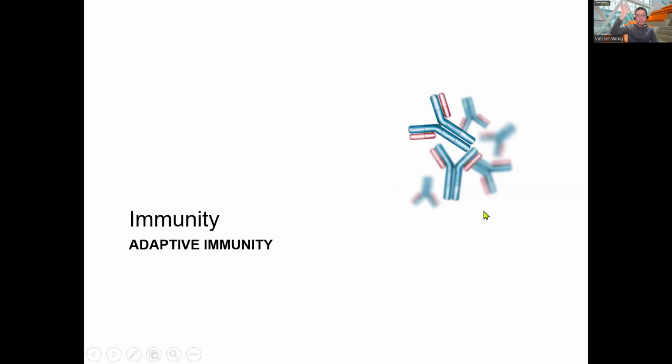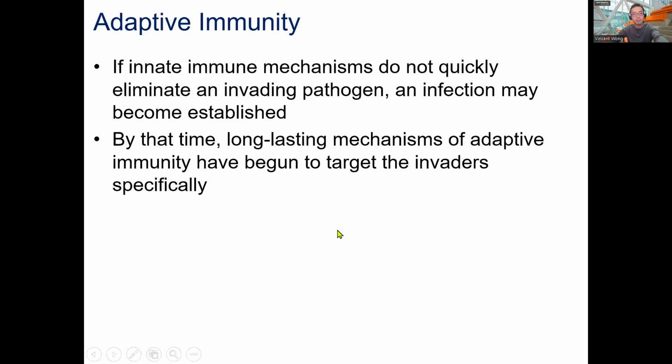So all those things that we talked about: barriers to entry, inflammation, phagocytosis, as well as the NK cells, and then we have the complement proteins, and finally the fever. All these things are mechanisms designed to deal with broad types of infections. They are not tailored solutions, and when they fail, then we need to activate the adaptive immunity.